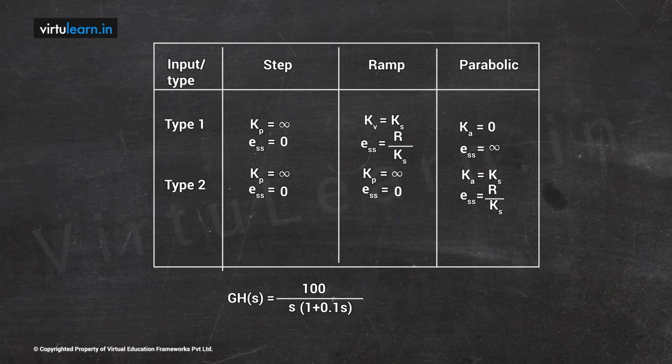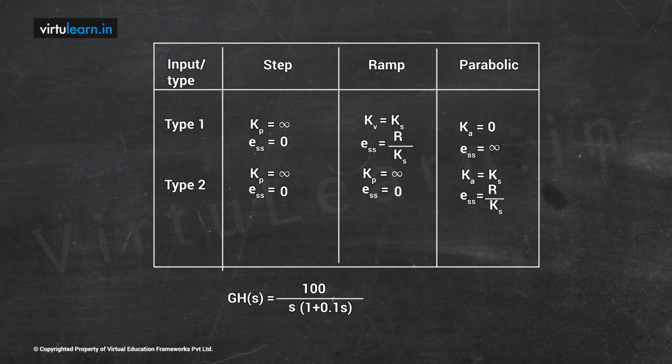Then the third, your parabolic input. When a parabolic input is given, what is the corresponding steady state error constant? Ka. Ka is limit s tends to 0, s square into GH(s). You can cancel s square, then the remaining will be k into 1 divided by 2. So k by 2 you will be getting. Then what is the corresponding error? So error is nothing but R3 by Ka.